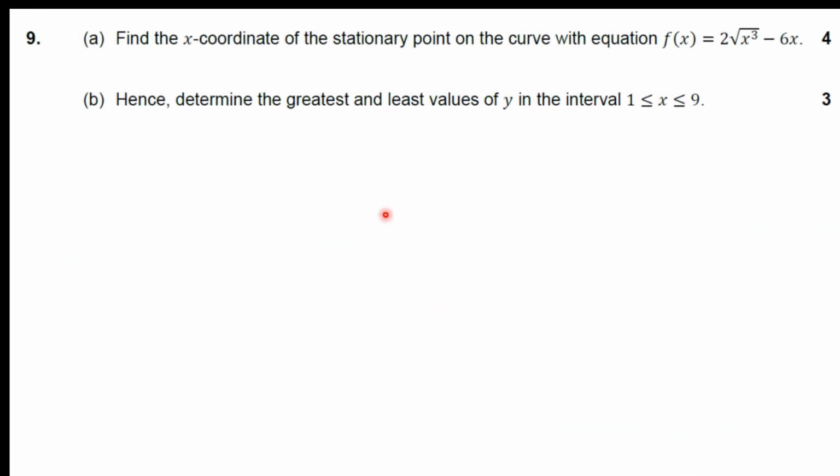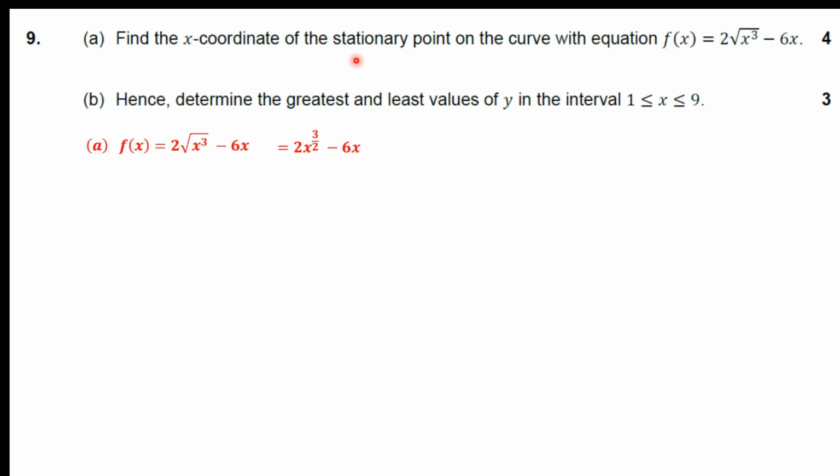This time we want to find the x-coordinate of the stationary point on this curve. Okay, let's write down the curve. To find a stationary point, we have to differentiate first. We can't do that because we don't have a power. We've got a root, so we will change it into the power form, and it equals that. Remember, to get this, the 3 is the power, it goes up, and the root is the 2 square root, so it goes down.